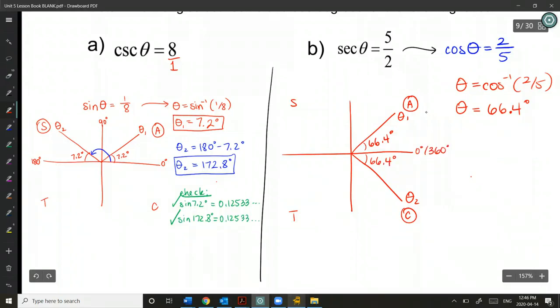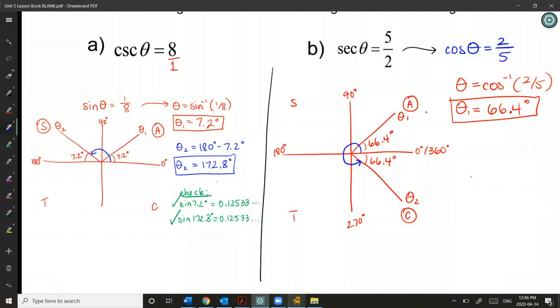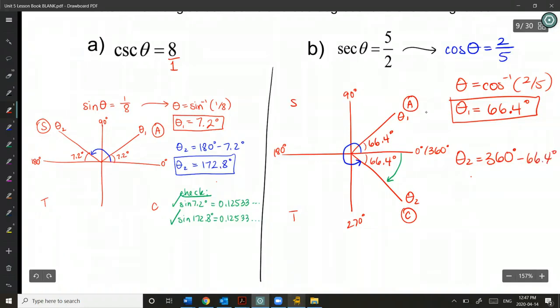Okay, remember this is the 0, 360 line. This is 90, 180, and 270. Okay, so this is actually theta 1 here. This is one of our possible answers. And our next answer is going to be this rotation here. So I know that that blue rotation is actually close to a full rotation, but it's less than 360 by 66.4. So our theta 2 can actually be calculated if I calculate a full rotation of 360, less 66.4 degrees of that. So you can put that into your calculator, and we should get 293.6 for our second theta.